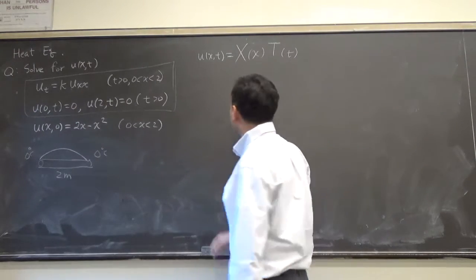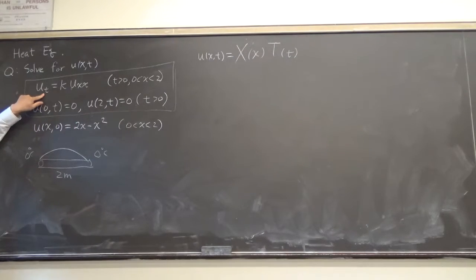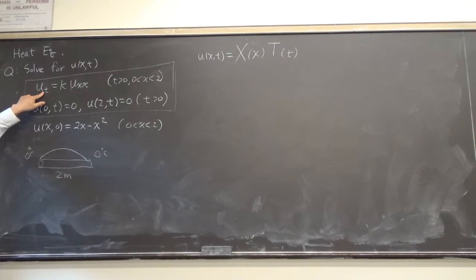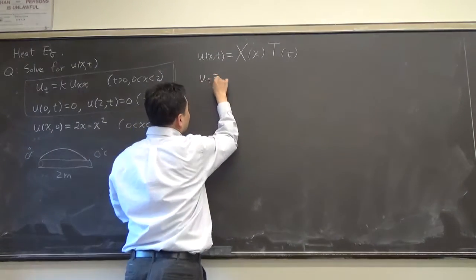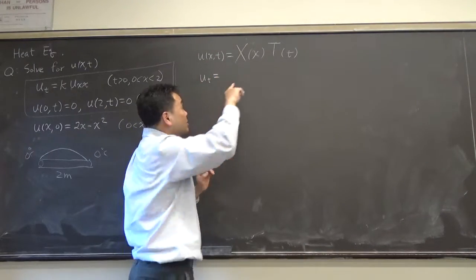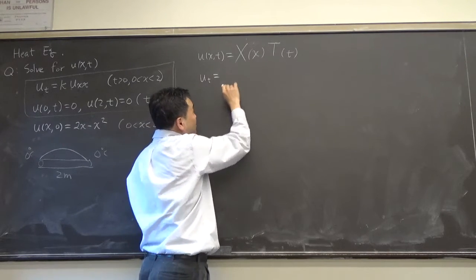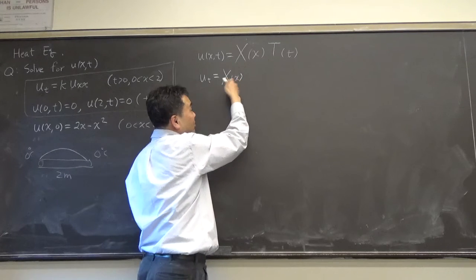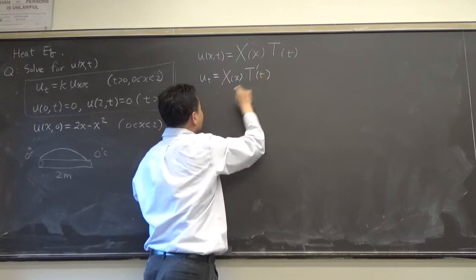Okay. Now let's plug this into the left side. By the way, this sub t means partial derivative with respect to t. Xx means second partial with respect to x, right? So what would this evaluate to? What's u_t then for this one? It's a partial derivative, which means you don't do anything to the X, right? This is a constant multiple, right? So you just get T prime of t, right?